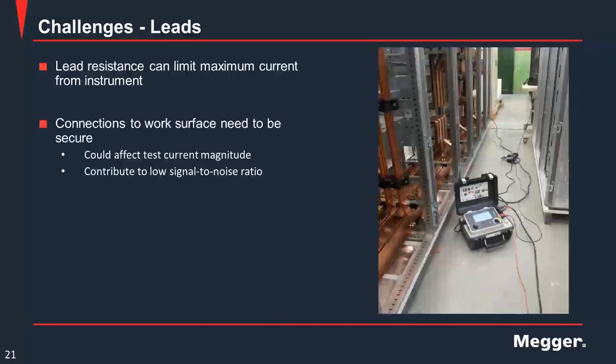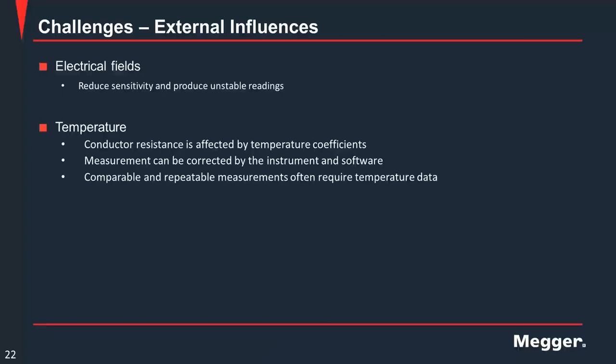But if you have a problem on your lead, this can lead to the tester being unable to push the current to the test specimen, and can also affect the test current magnitude. The magnitude of the current may not be the same as you expected. If you're measuring, let's say, a busbar and the connection is not secure, the instrument will see maybe a high resistance, because it is not able to push the current from the tester, and this will contribute to a low signal to noise ratio. This is one of the challenges of how to choose the leads. And the next is the challenge of external influences.